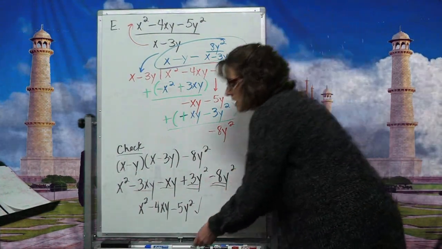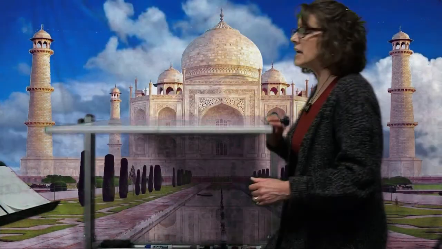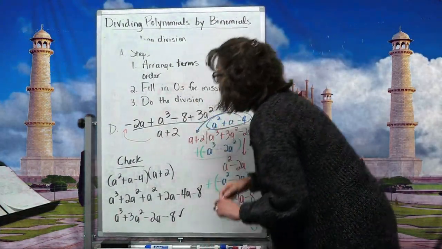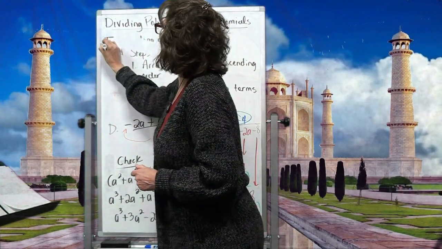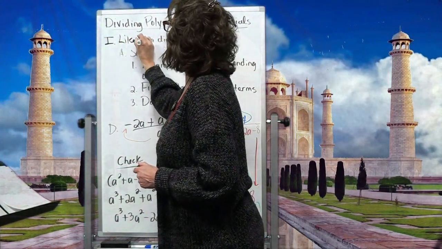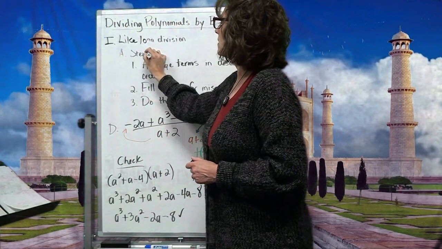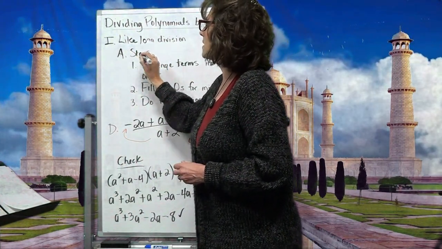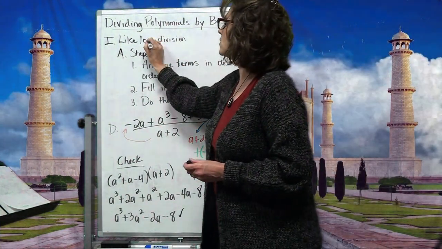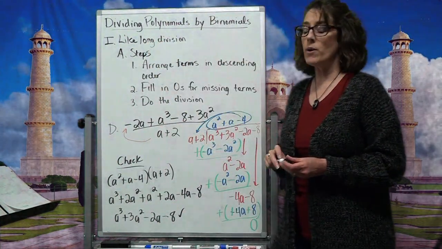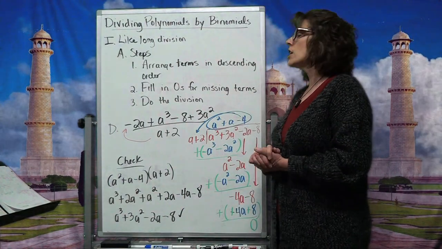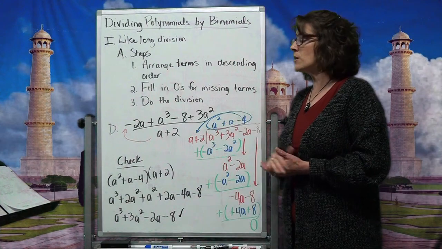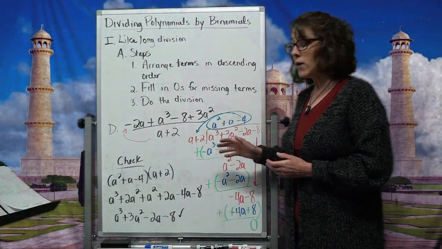So hopefully you're seeing that when it comes to taking a polynomial and dividing it by a binomial, it is very much like that long division. Let me go ahead and put that back up here, because it really is like long division. And so those steps are very much the same processes as we had with our long division. The only difference is, well, now we've got terms in there instead of digits. So we need to make sure that we arrange those terms in descending order, that we fill in zeros for any of the missing terms, but then we go ahead and do that division.